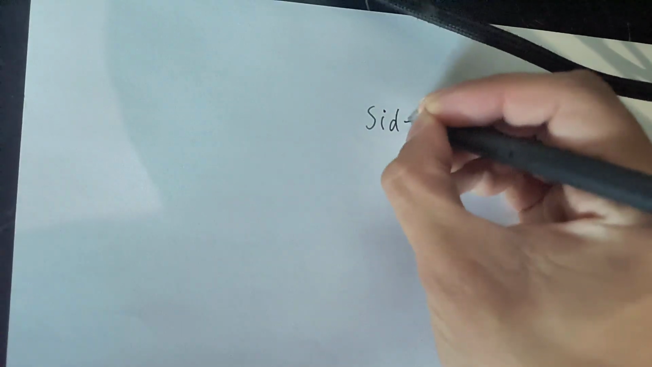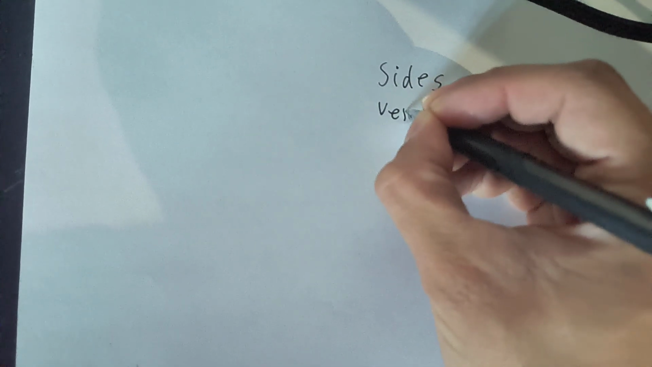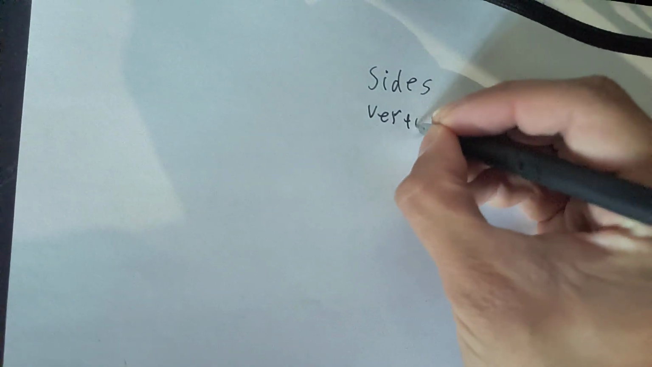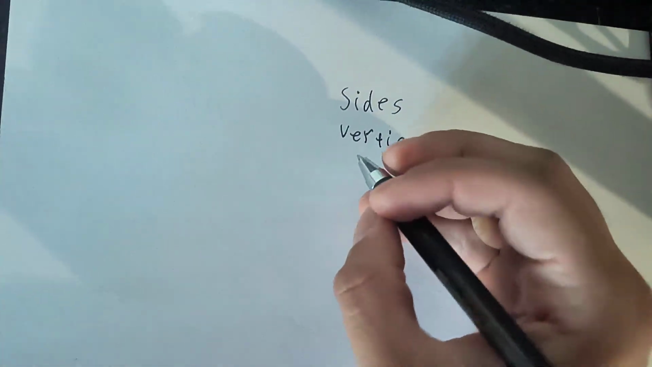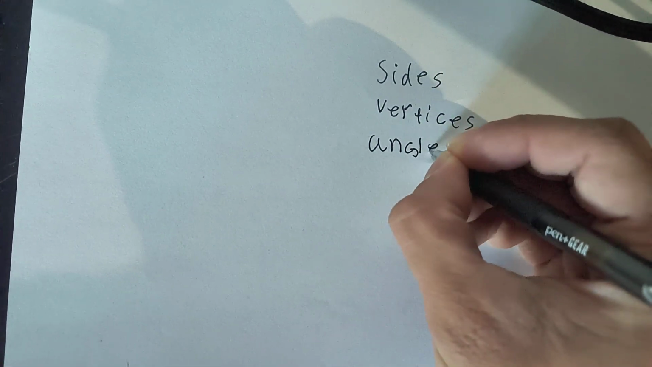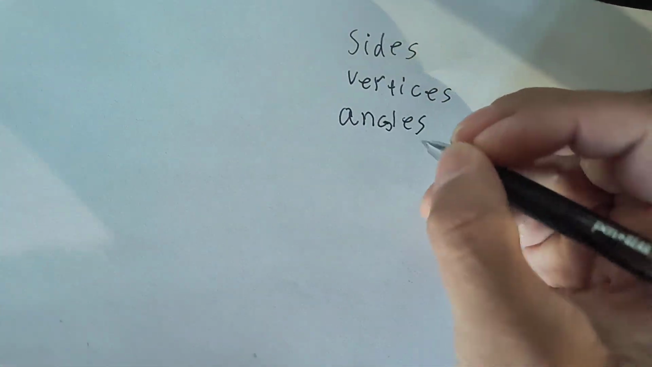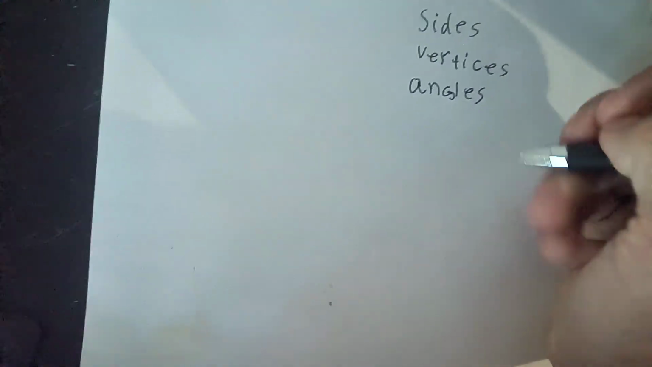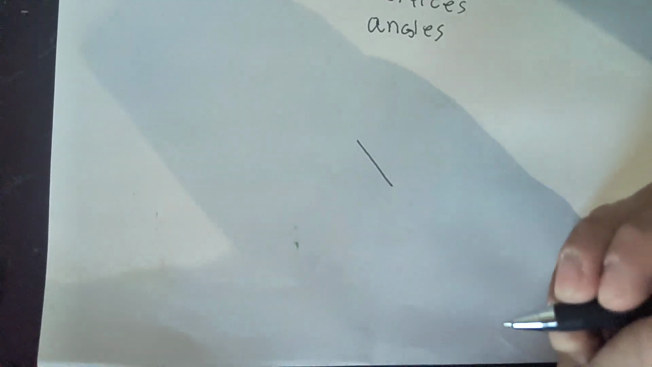There are the sides, the vertices, and the angles. I'm terrible at writing. Angles, that's a G, by the way. I know. Now, what are all these? The sides on a shape are lines that end.